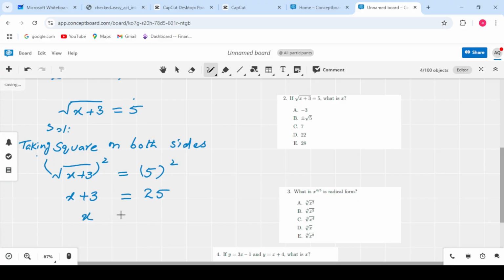So we have to find the value of x. So x = 25, and when we move this +3 to the right side, it will become −3. So 25 − 3 is 22. So the value of x will be 22, which is option D. Option D is the correct answer to this question.